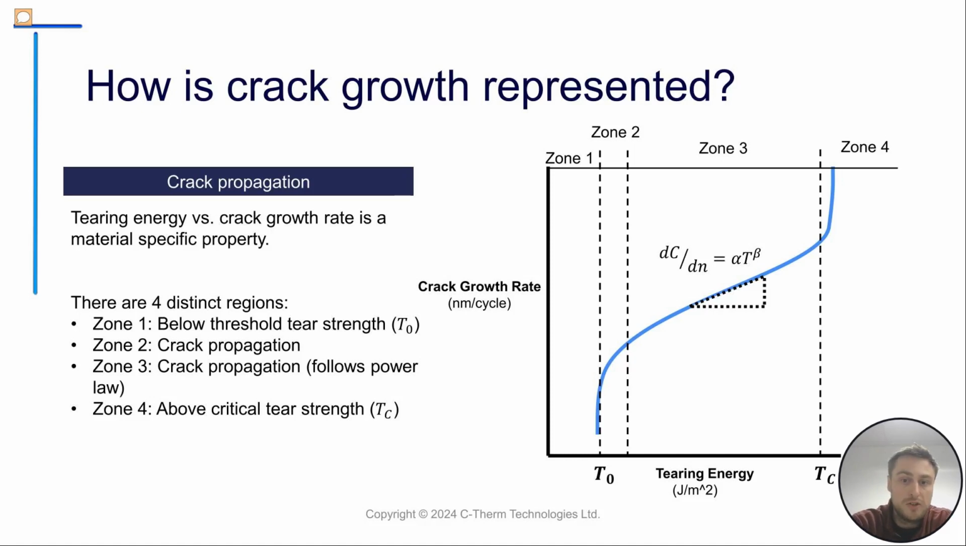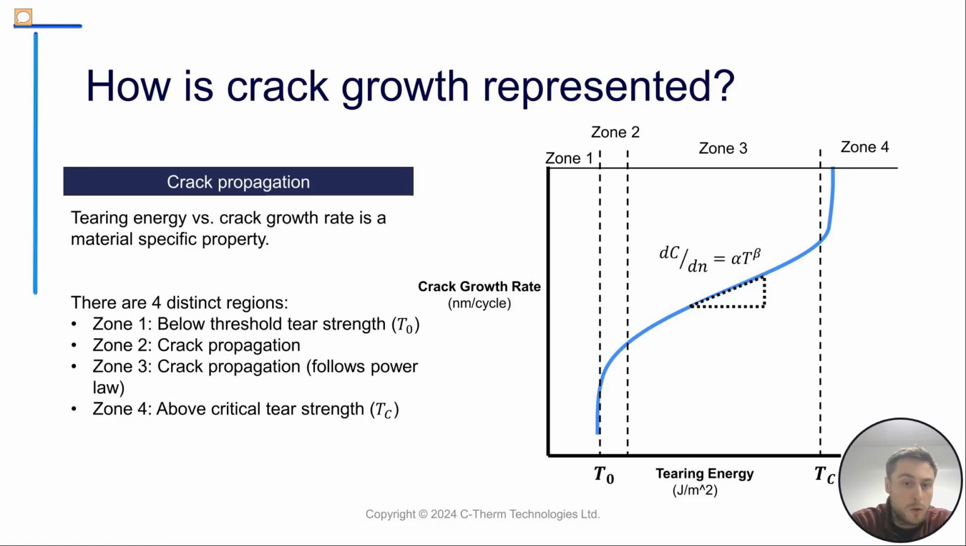And this curve gives us quite a bunch of information on how a material will crack, or if it will even crack. So just starting from left to right, we have zone 1. This is below the threshold tear energy, or tear strength, sorry, or the intrinsic strength there. Basically, if you're operating below this tear strength, your material will ideally never tear, or the crack will never propagate, I should say.